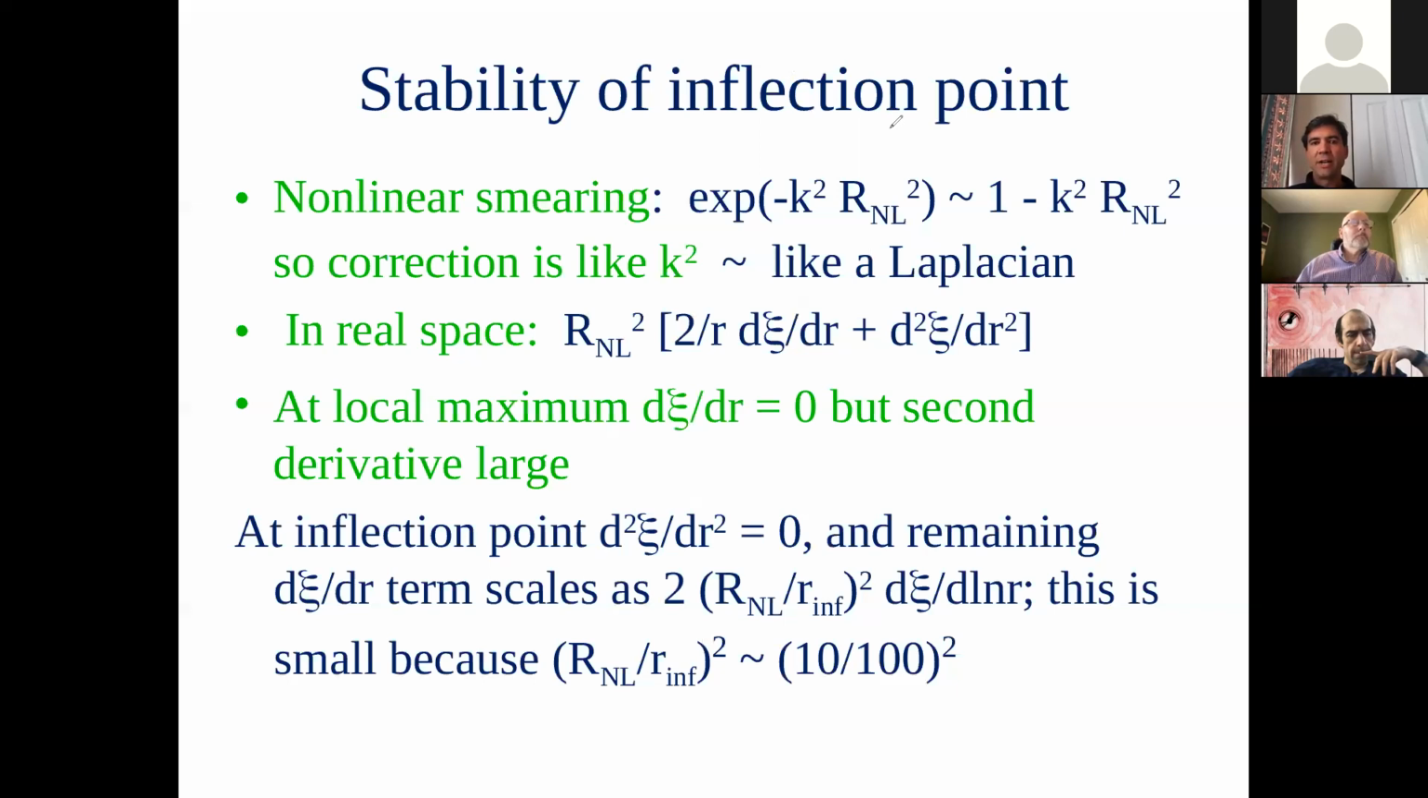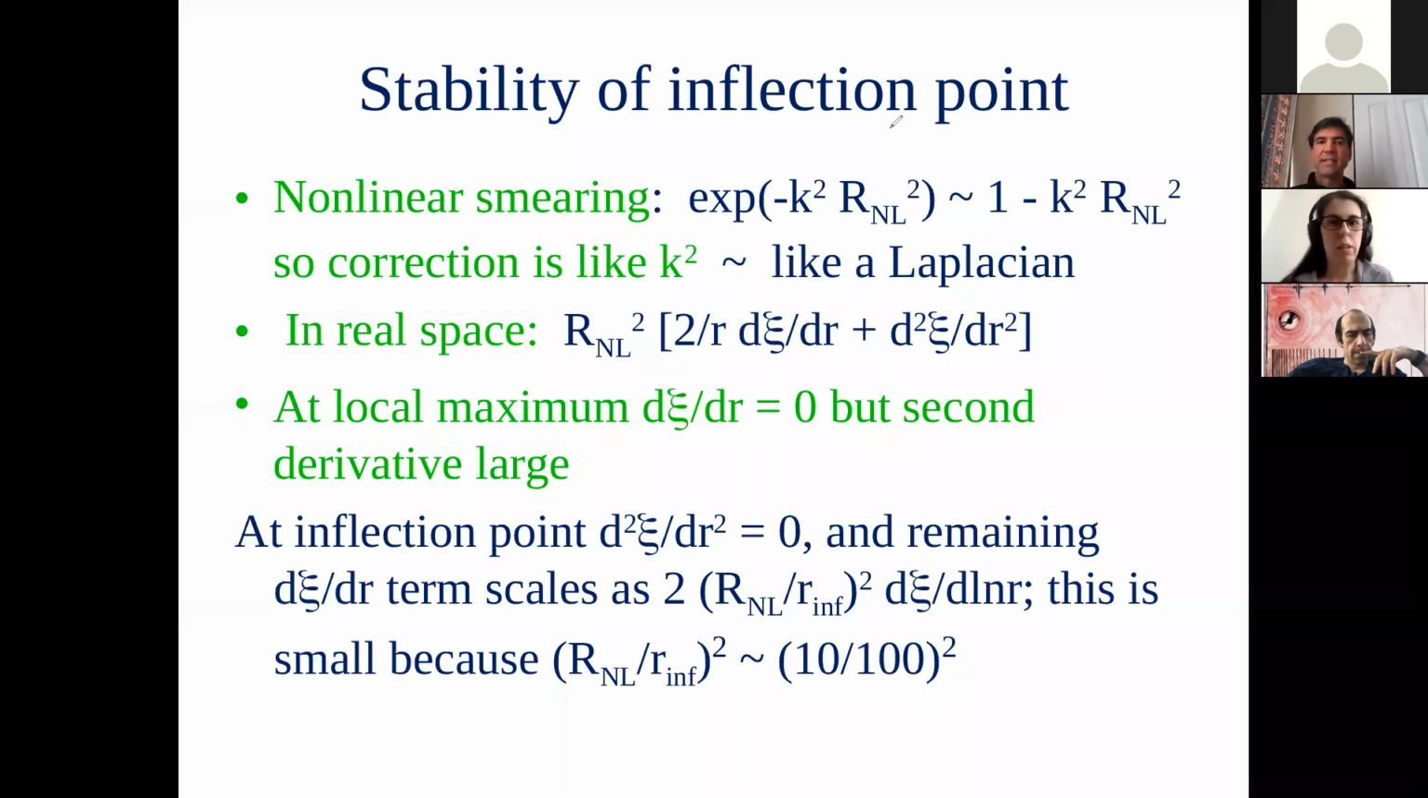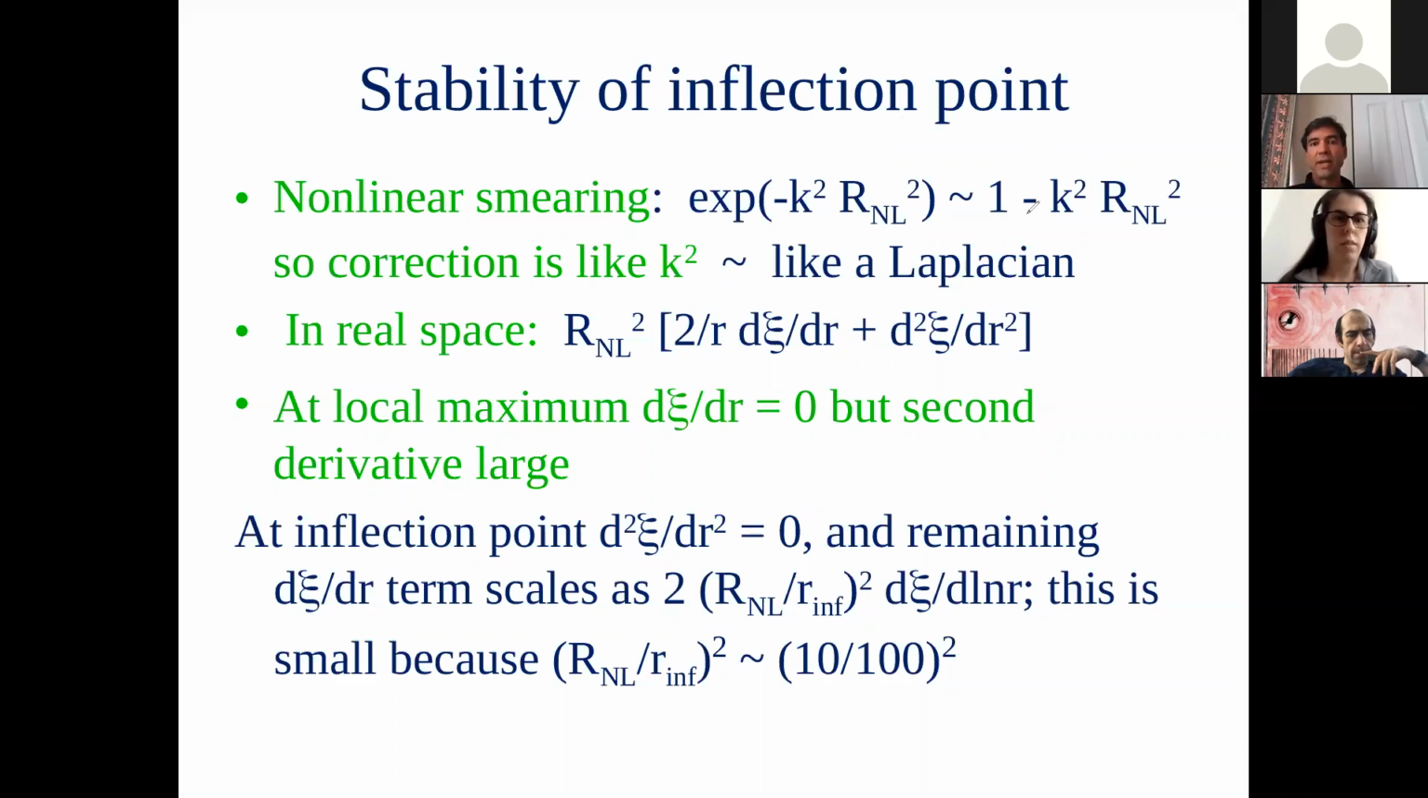Okay. And so our simple way of understanding that is to say the nonlinear smearing in Fourier space is like a multiplication by e to the minus k squared. So that's a 1 minus k squared. So the first correction to the shape is because of this k squared.